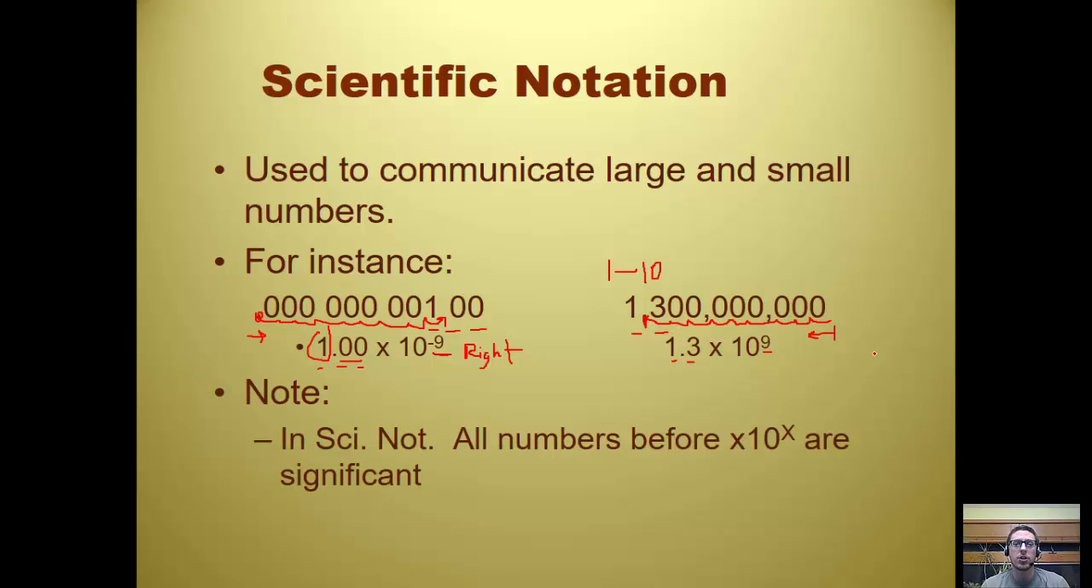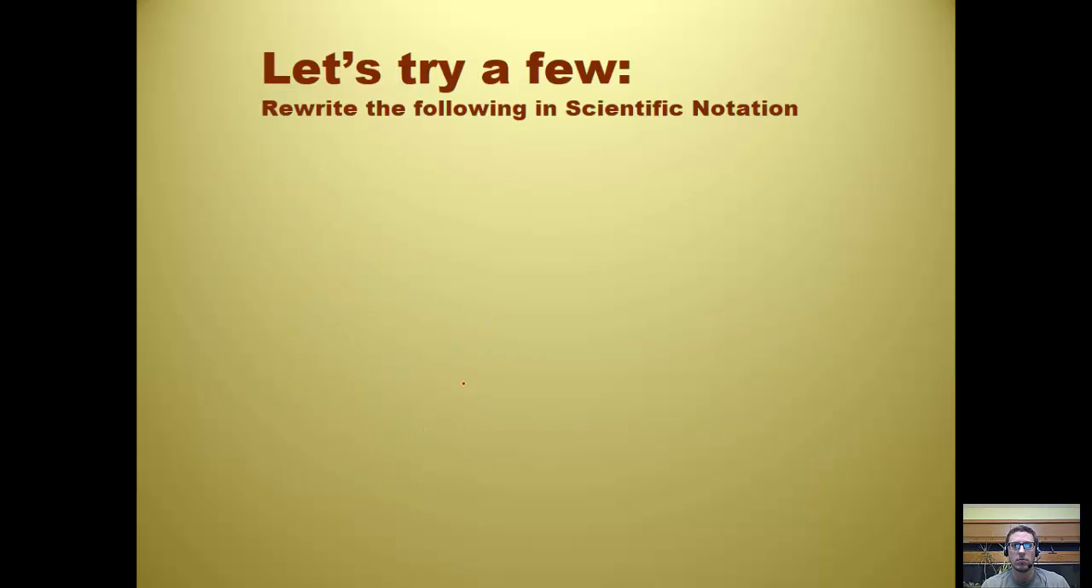Because in scientific notation, all numbers before the times 10 to the whatever are significant. All of them are significant. Those are the only ones that show up in scientific notation. Let's try a few. First, we'll do scientific notation.